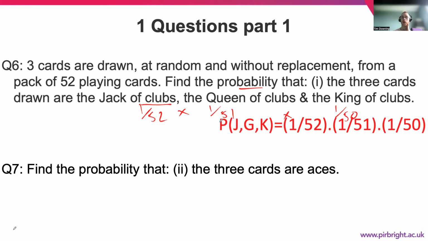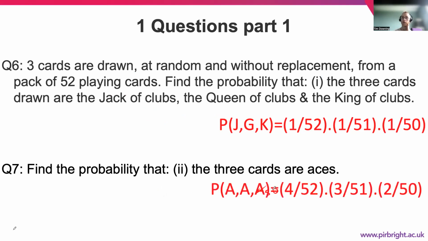What's the chance that these cards are aces? So it's any ace. That's going to be 4 over 52 by 3 over 51 by 2 over 50. You see that there.